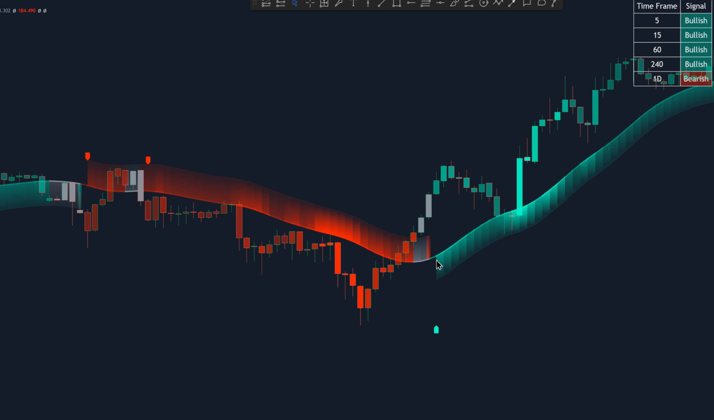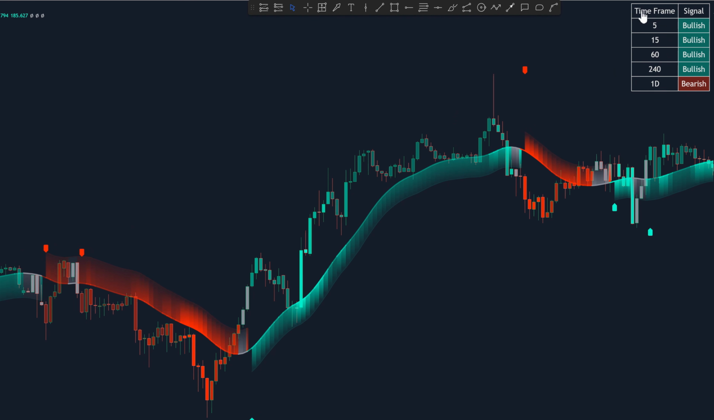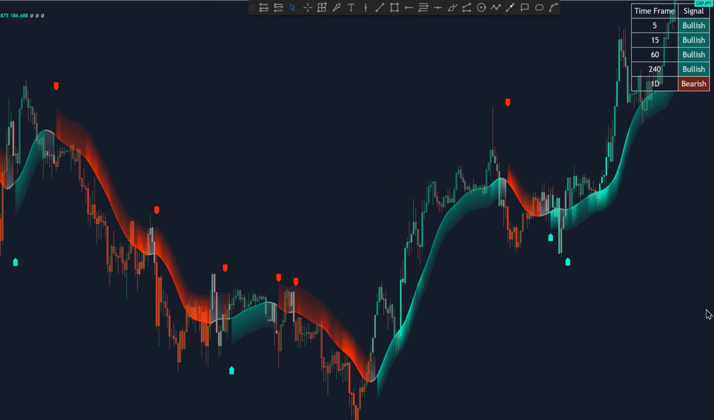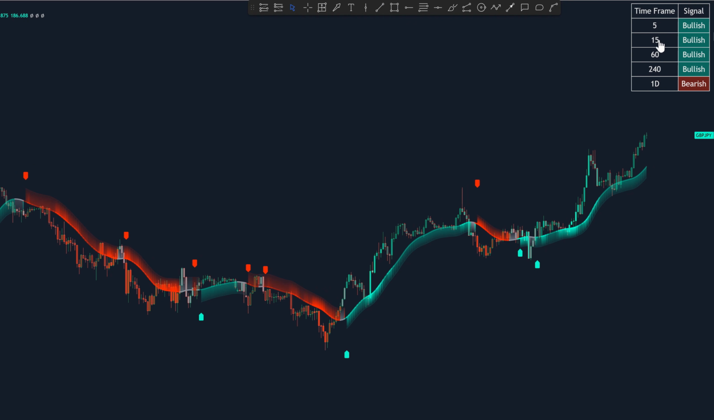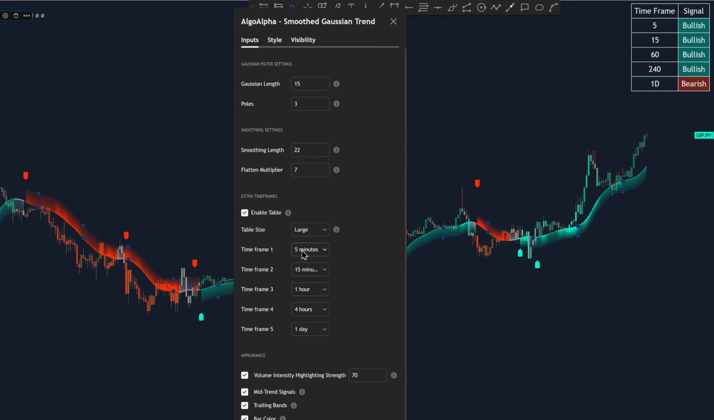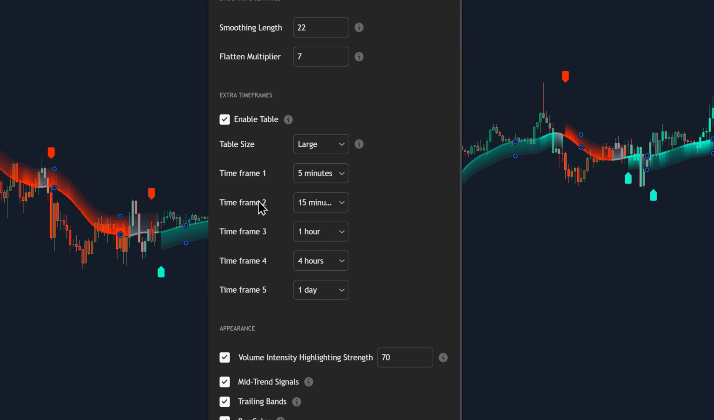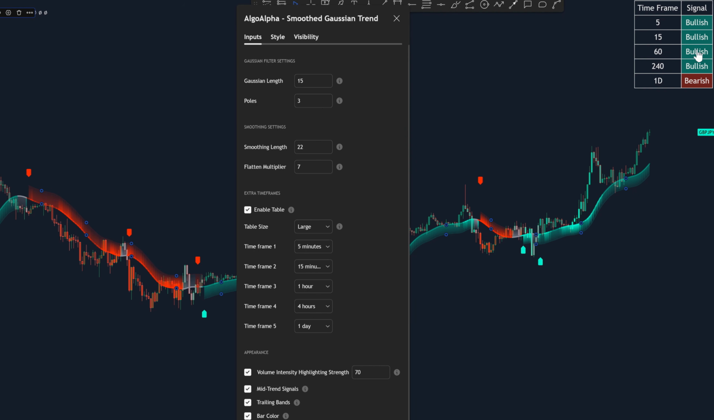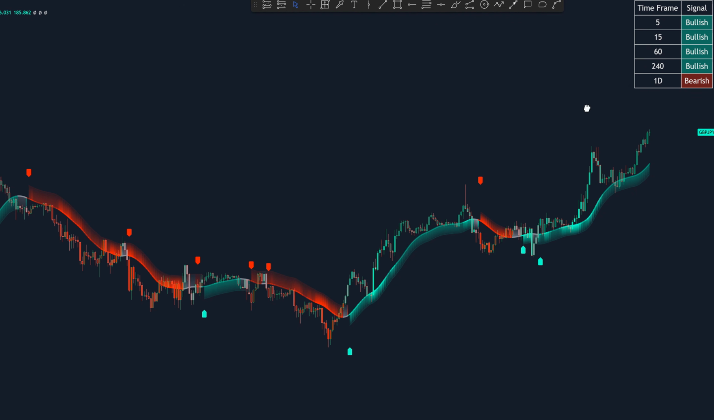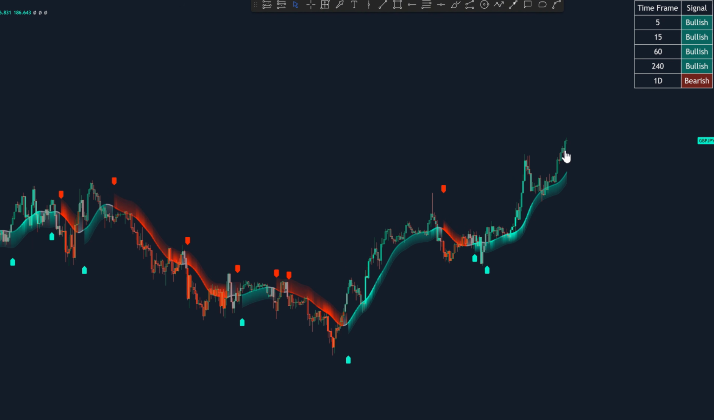Now, on the far right, we have the multi-timeframe signals table, which displays trend signals for up to 5 different timeframes as either bullish or bearish. These timeframes can actually be adjusted in the settings by double-clicking on the table and then selecting your preferred values from the first time frame, the second time frame, all the way to the 5th time frame. This table helps traders align their trades across multiple timeframes for stronger confirmations.